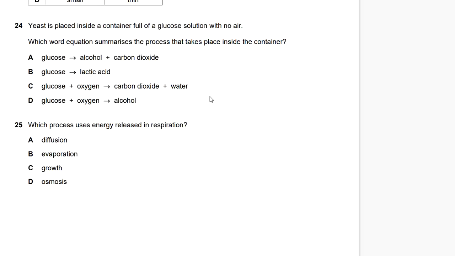Yeast is placed inside a container full of glucose solution with no air. No air. So which word equation summarizes the process that takes place inside the container? If there is no air, therefore there should be no oxygen. So it's removed from there. And then we have two choices left. But we're talking about yeast that is placed in a container. Why do you have to do that? This is to produce alcohol. So the correct answer for that is letter A.